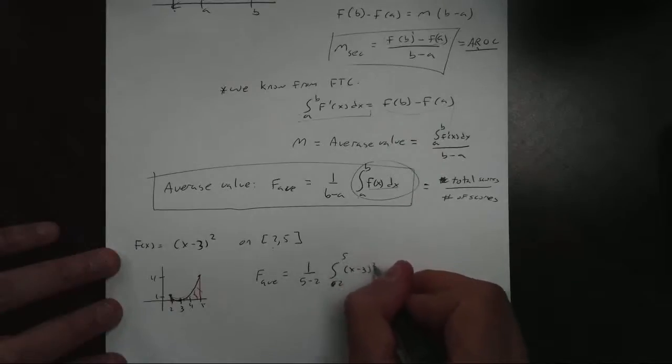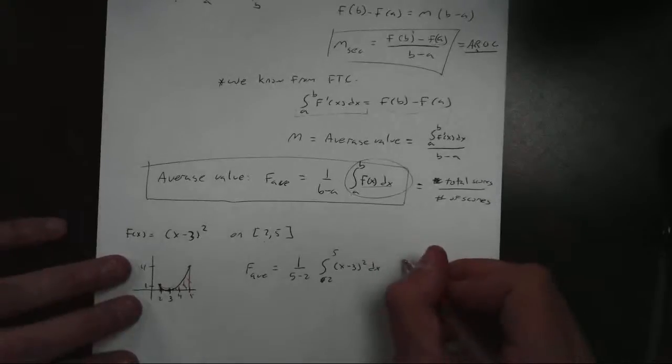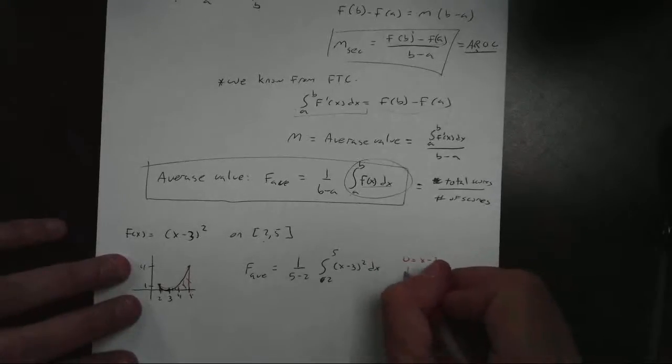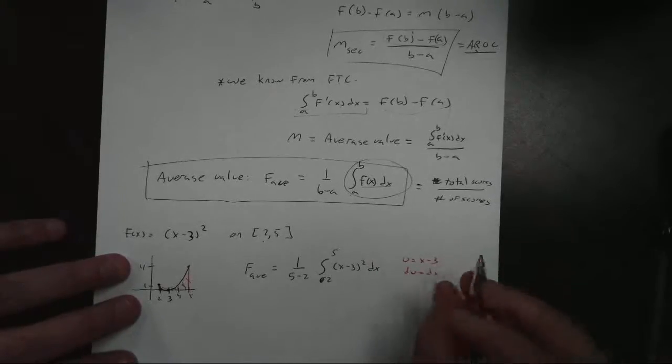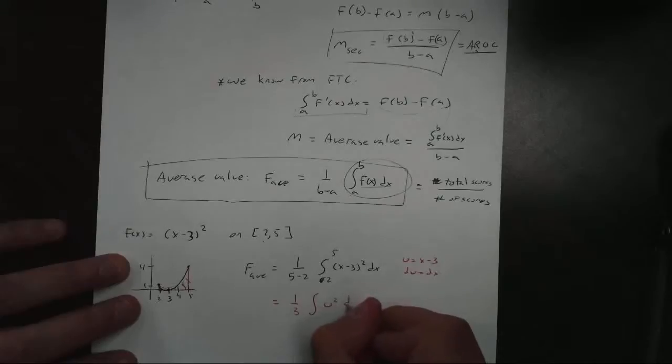x minus 3 squared dx. Now I'm going to use u substitution here. u is x minus 3, du is just dx. So this becomes 1 over 3, and this becomes u squared du.